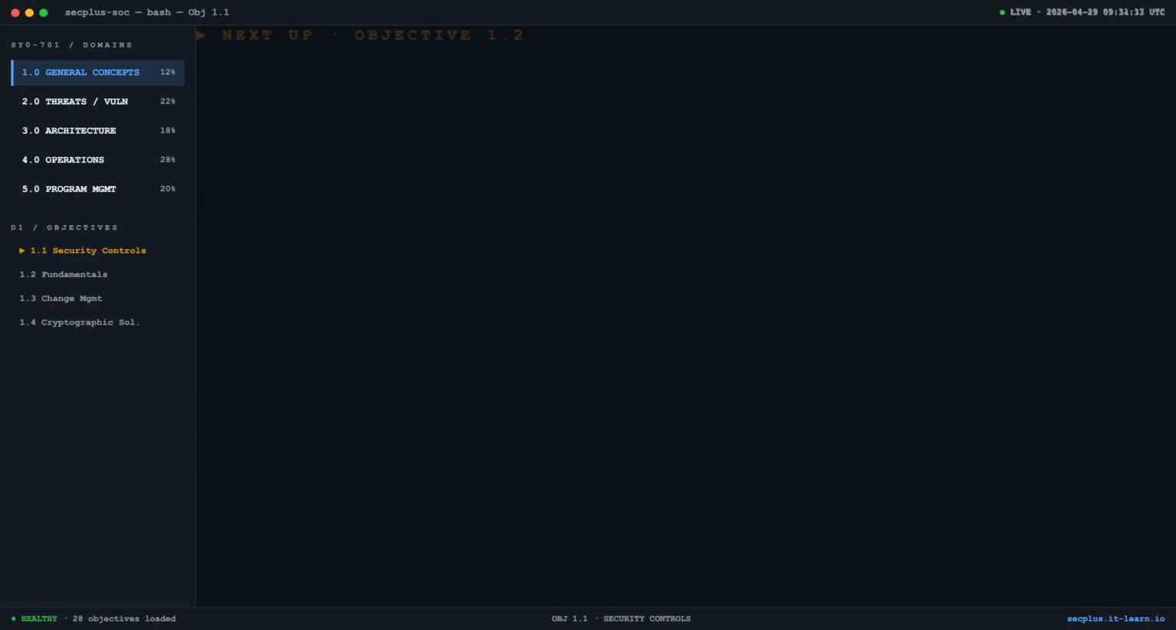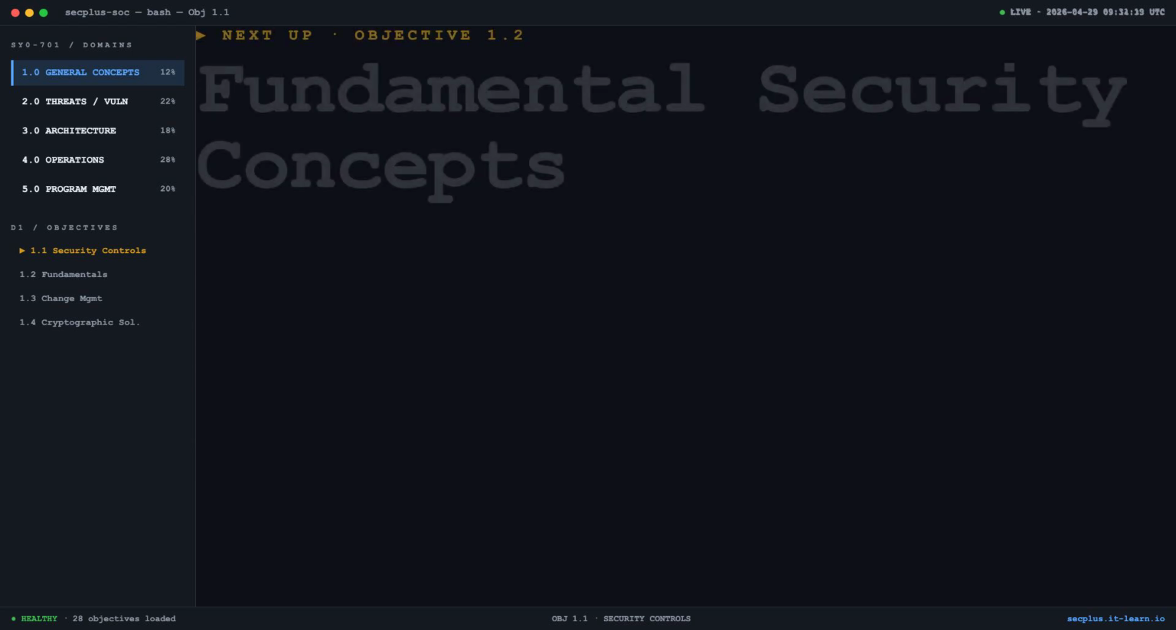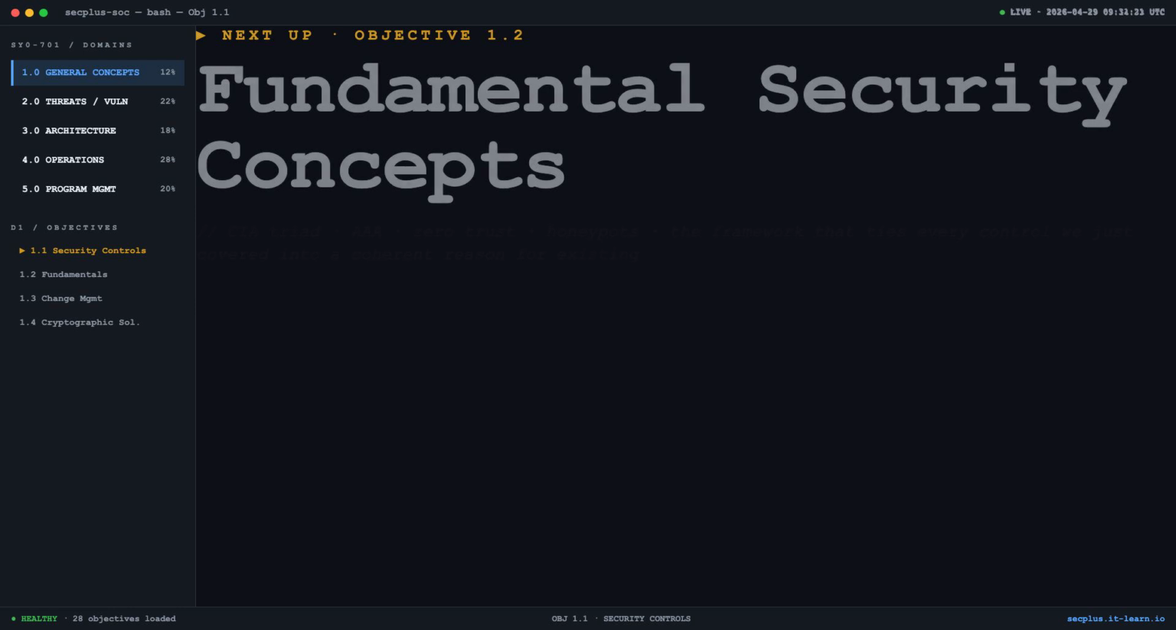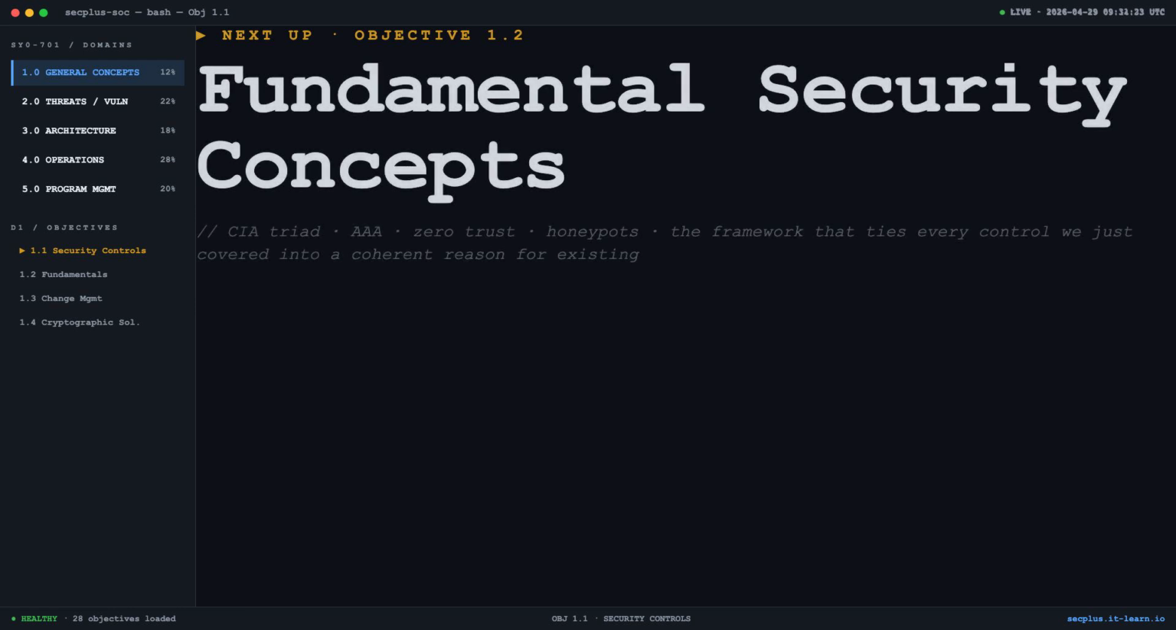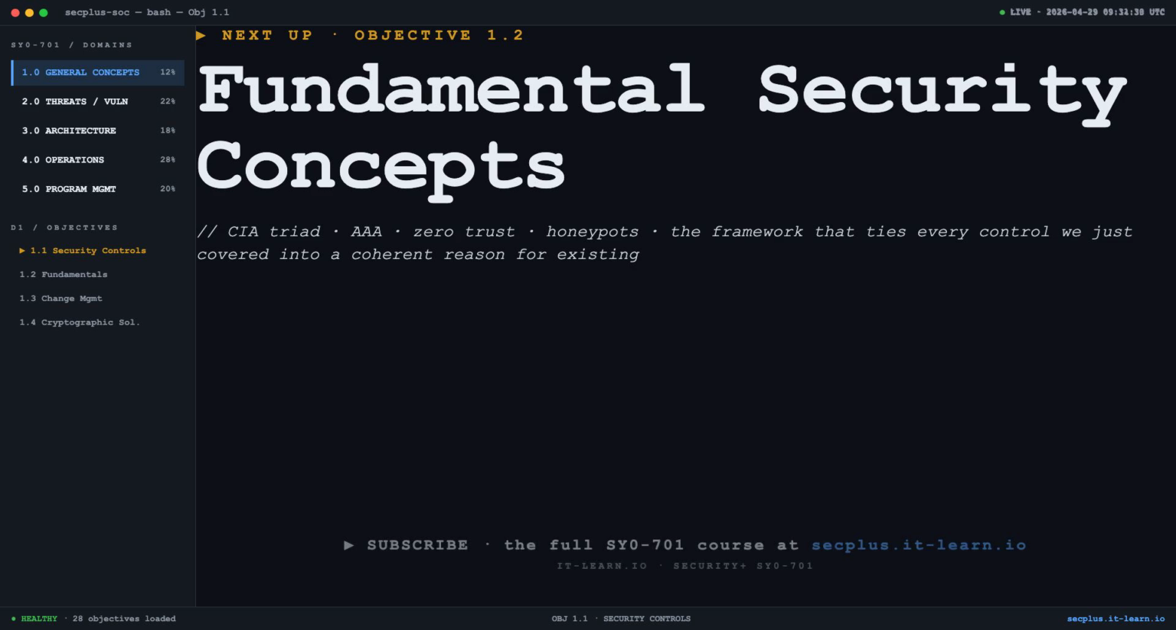Next up, Objective 1.2, Fundamental Security Concepts. The CIA triad, AAA, Zero Trust, Man Traps, Honeypots, and the framework that ties every control we just covered into a coherent reason for existing. If 1.1 was the toolbox, 1.2 is the blueprint. We figure out which property each control protects: confidentiality, integrity, or availability, and why every breach in the news this year violated at least one of them in the first 90 seconds. See you there.